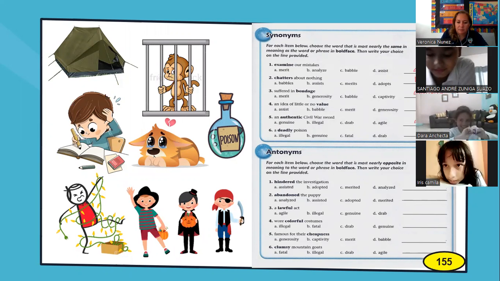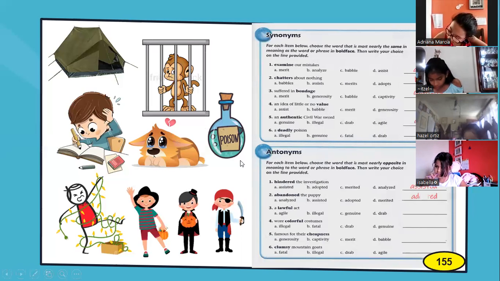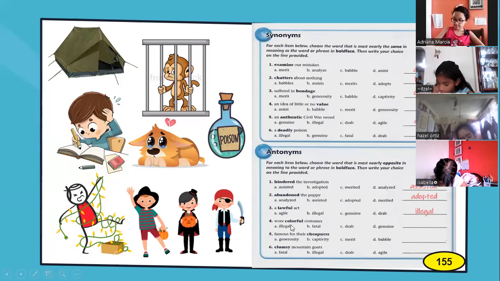Now the antonyms. Opposite of hinder, the investigation. Analyze it. I think it's, but we already used analyze, so it might be assisted. Yes, because we cannot duplicate words, and analyze is number one in synonyms. Antonym, opposite of abandoned the puppy. Adopted. Okay, opposite of lawful. Illegal. Yes, illegal.